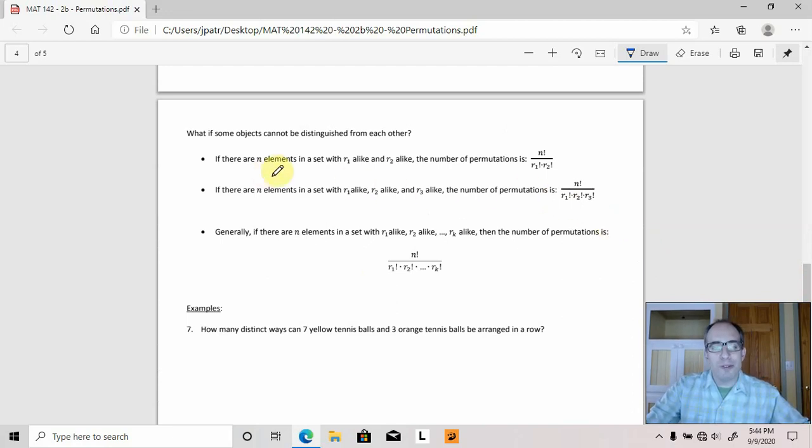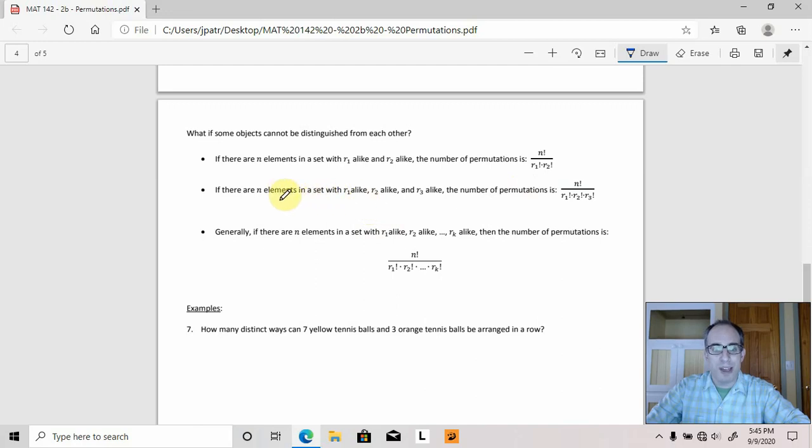So let's say there are n elements in a set where you have R1 alike, like three that look like each other, and then four that look like each other but are different from this group, right? That kind of thing. So with R1 alike and R2 alike, that's what that's supposed to be getting at. So then the number of permutations would be this. It's n factorial over R1 factorial times R2 factorial.